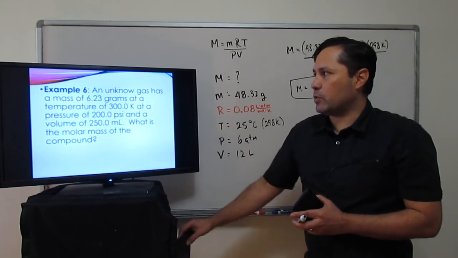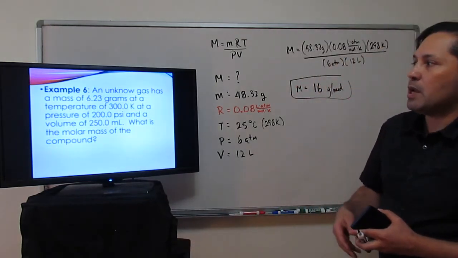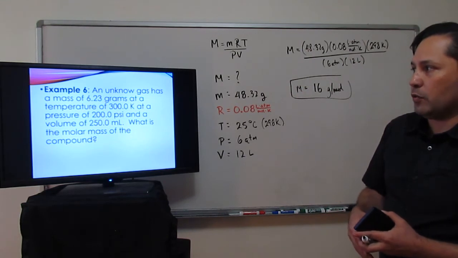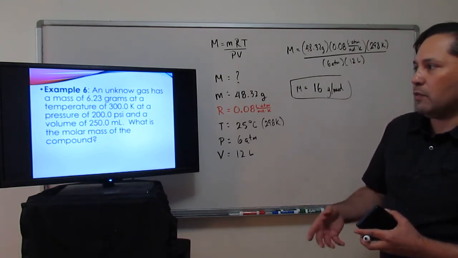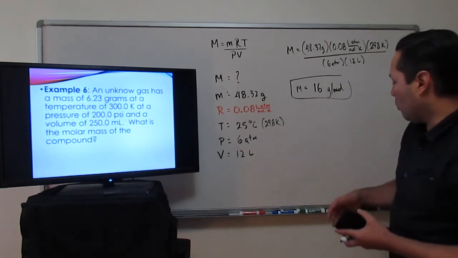In example 6, we ask: an unknown gas has a mass of 6.23 grams at a temperature of 300 K and a pressure of 200 psi and the volume of 250 milliliters. What is the molar mass? Again, we're solving for the molar mass.